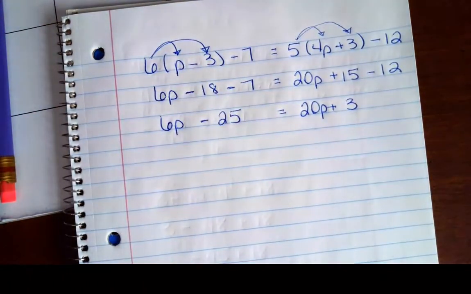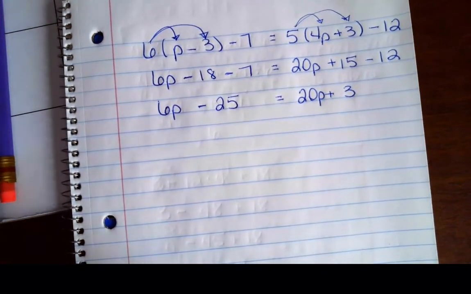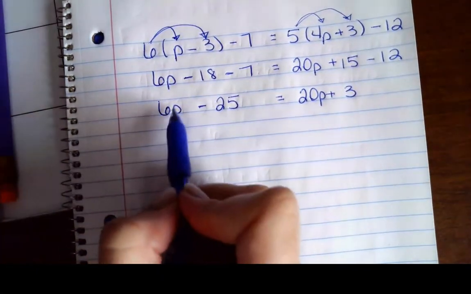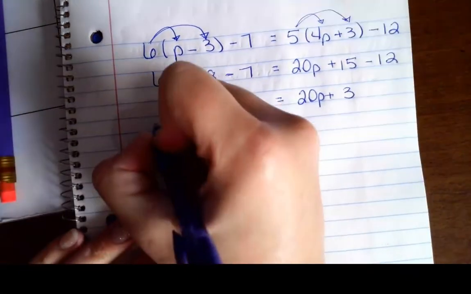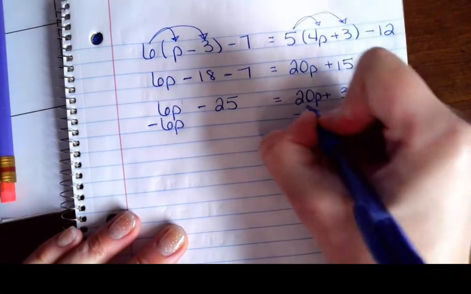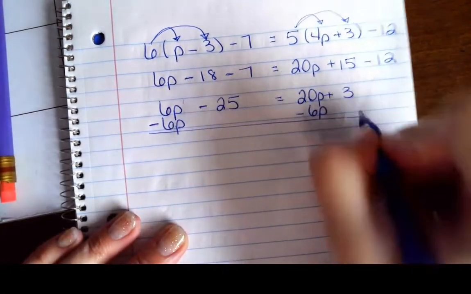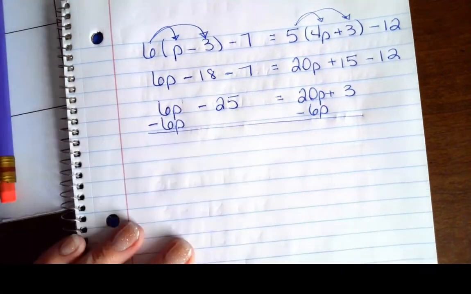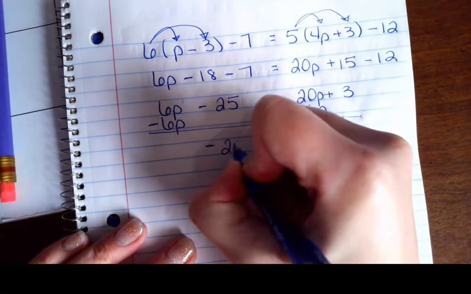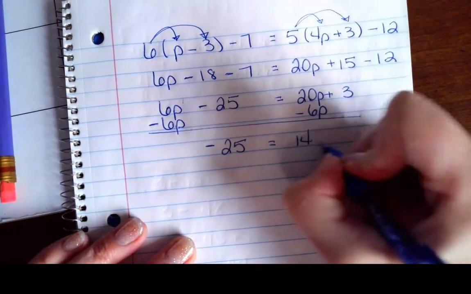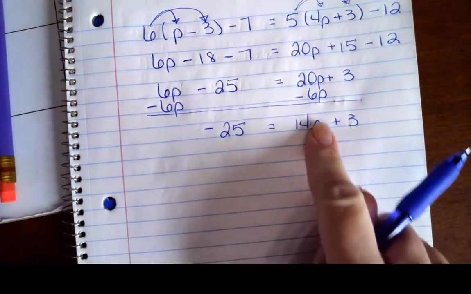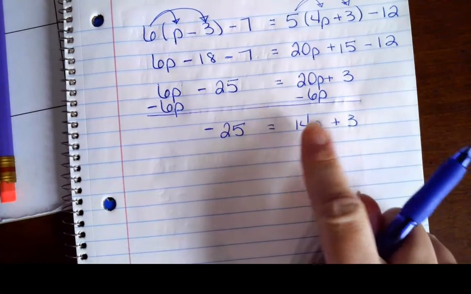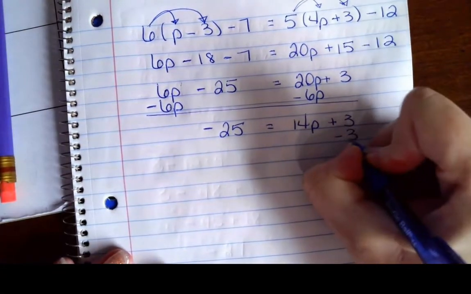So now we're going to start isolating our variables. So as a general rule, I move the smallest value of my variable first. So I'm going to compare 6p's to 20p's, and 6 is smaller. So I'm going to move him using addition subtraction. So I'm going to subtract it because that's the opposite of a +6p. So 6p's minus 6p's, all the p's are gone from the left. And that leaves me with a -25 equals 14p plus 3. So now my p's are isolated on the right. So I'm going to get rid of the 3, and then I'm going to get rid of the 14. So I'm going to subtract 3 from both sides.